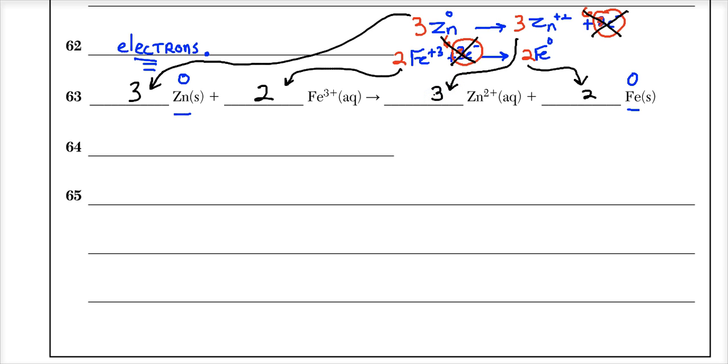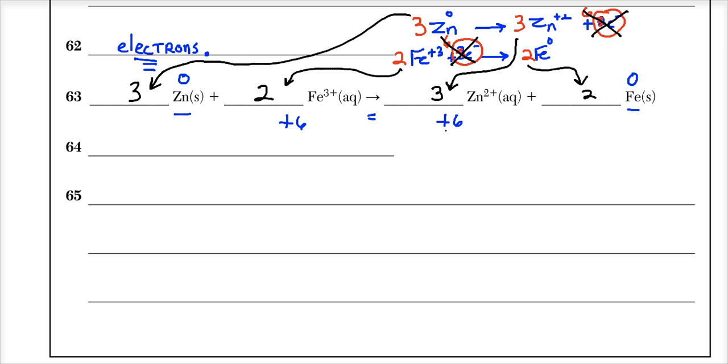All right, now if you don't trust yourself, you can check to make sure that both sides of this redox reaction have the same charge. 3 times 0 is 0, plus 2 times plus 3 is plus 6. 2 times 0 is 0, plus 3 times 2 is plus 6. Both sides have the same charge.